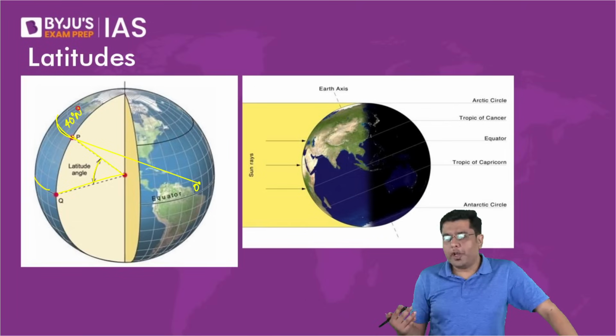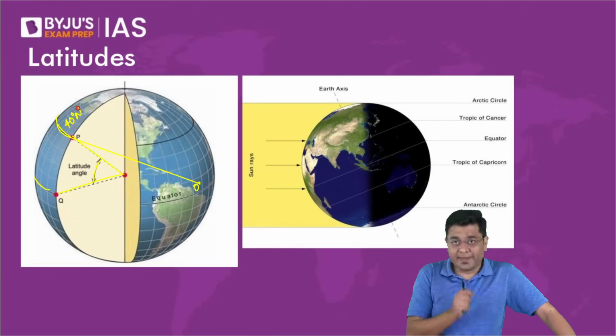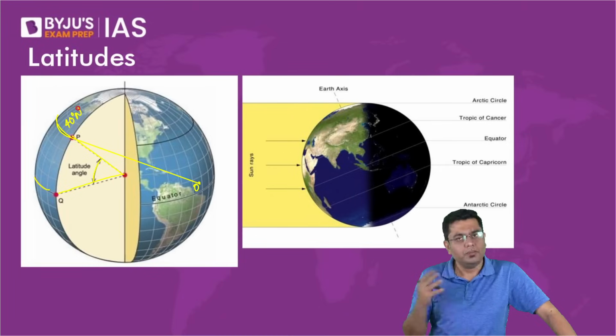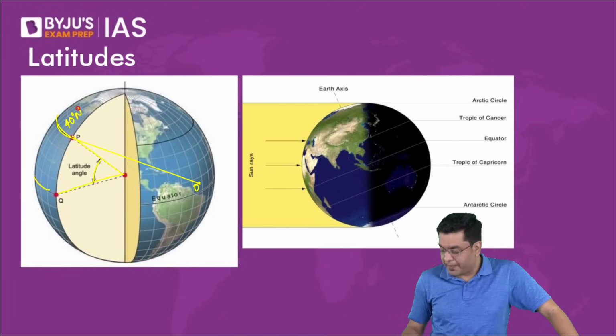In case of longitude, the same methodology is followed. The difference is there you consider prime meridian as the reference point.